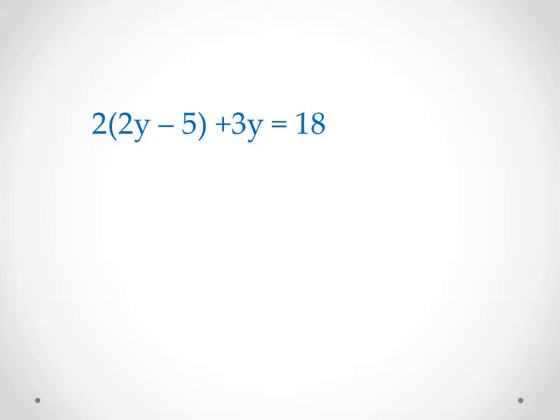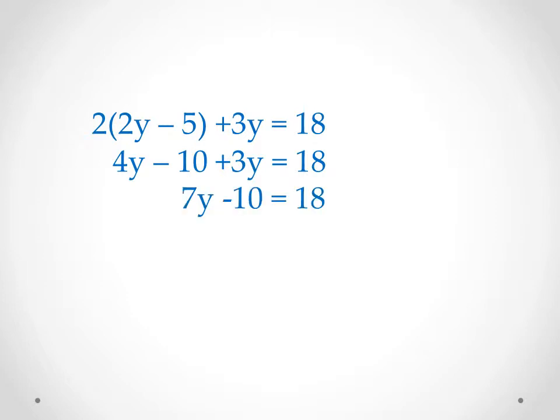All I have to do is distribute the 2 and we end up with 4y minus 10 plus 3y is equal to 18. Combine the like terms, we end up with 7y minus 10 is equal to 18. Add 10 to both sides, end up with 7y is equal to 28. And then divide by the coefficient in front of the y to get y is equal to 4.